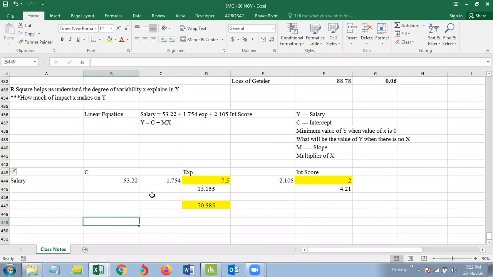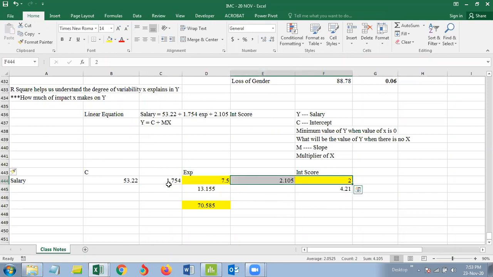Yes, sir. Okay. So this equation says salary is equal to 53.22, which is the constant value C, and Y is salary. C is this 53.22 plus multiples of X, MX, which we got from the equation. So we got a multiplier of every X. So 53.22 plus 1.754 multiplier of X, whatever is the value of X, then 2.105 multiplier of X. What is the value of X?